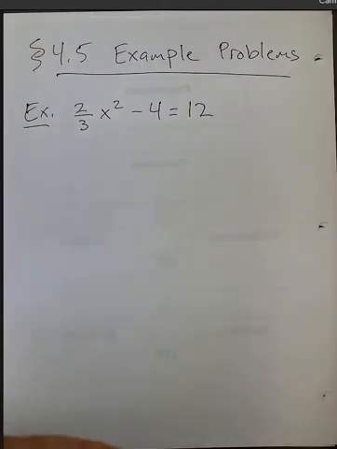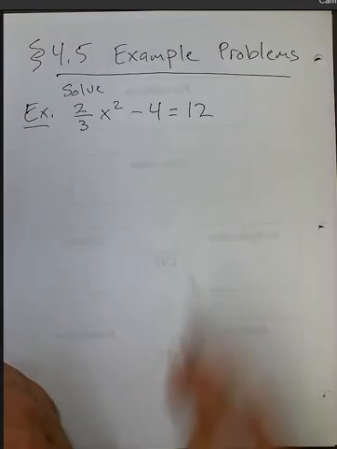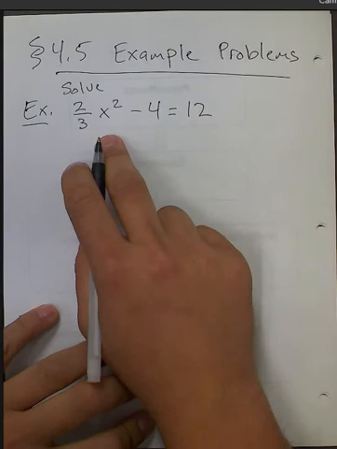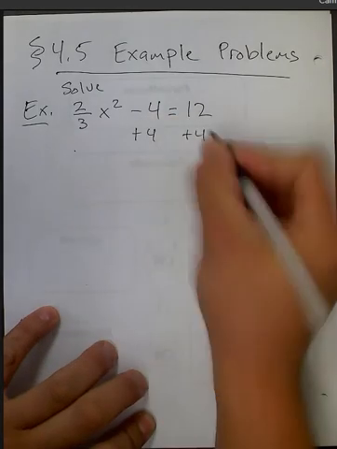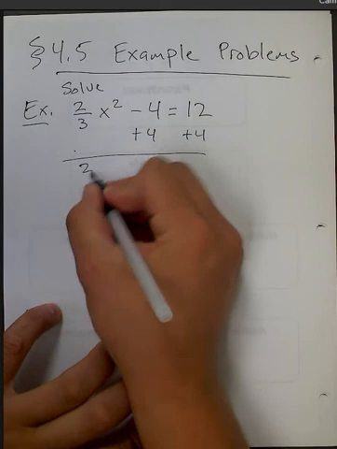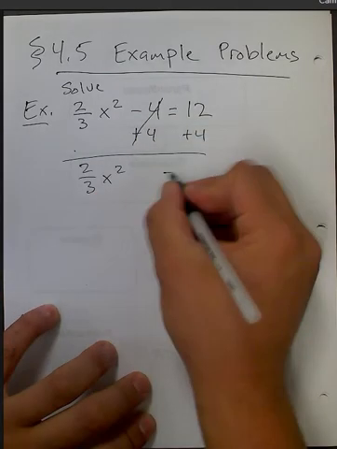4.5 example problems. These ones involve solving quadratic equations by taking square roots. So here's a solve problem. What you want to do is isolate x, so we'll have to add 4 to both sides for the first example here. We have 2/3 x squared, 4 and negative 4 add to a 0, 12 plus 4 is 16.